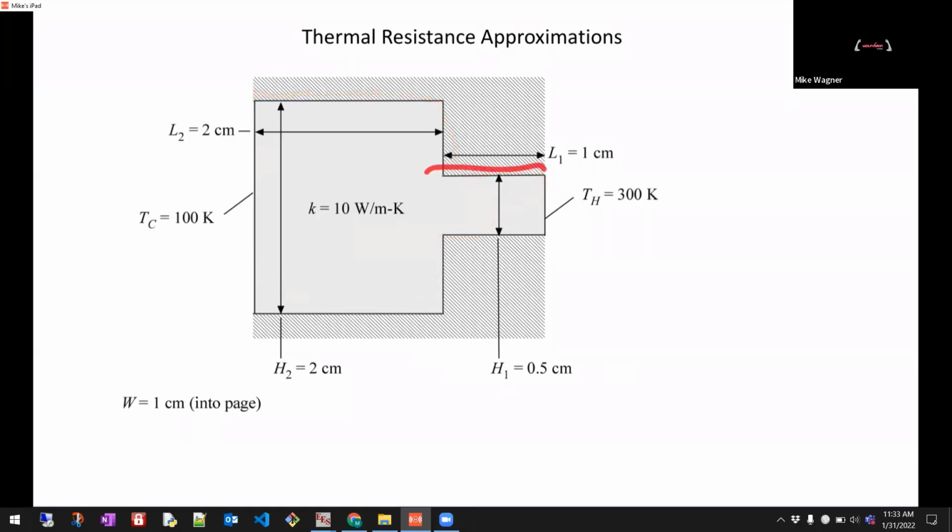It's adiabatic, so there's no heat transfer out in the vertical direction. And we're held over on this side at TH equals 300 and on this side at 100. So we have heat transfer right this way. And we're given this other geometry. We assume there's some width, a centimeter into the page, but it's basically symmetric, right? So there's no heat flow in and out of the page.